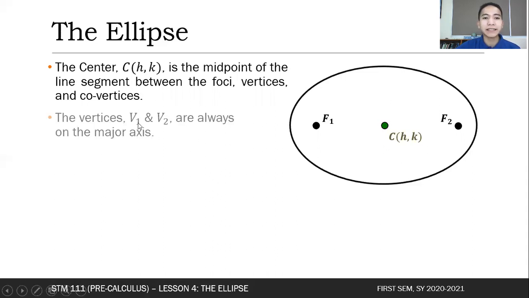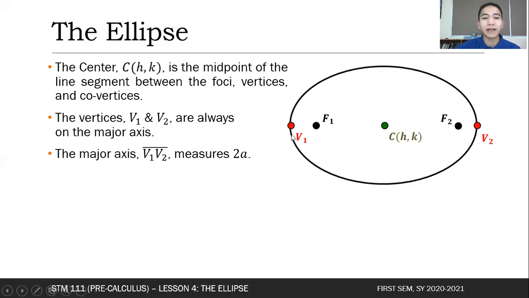Okay. So, the vertices, v sub 1 and v sub 2, are always on the major axis. So yung major axis, yan yung line na nagko-connect ng v sub 1 papunta sa v sub 2. At yung measurement niyan ay 2a, represented by 2a. So yung major axis, yung axis also na nagsasabi kung ang inyong ellipse ba ay horizontal o vertical. So for example, in this case, ang inyong major axis ay horizontal. Ibig sabihin, horizontal ang ellipse na ito.